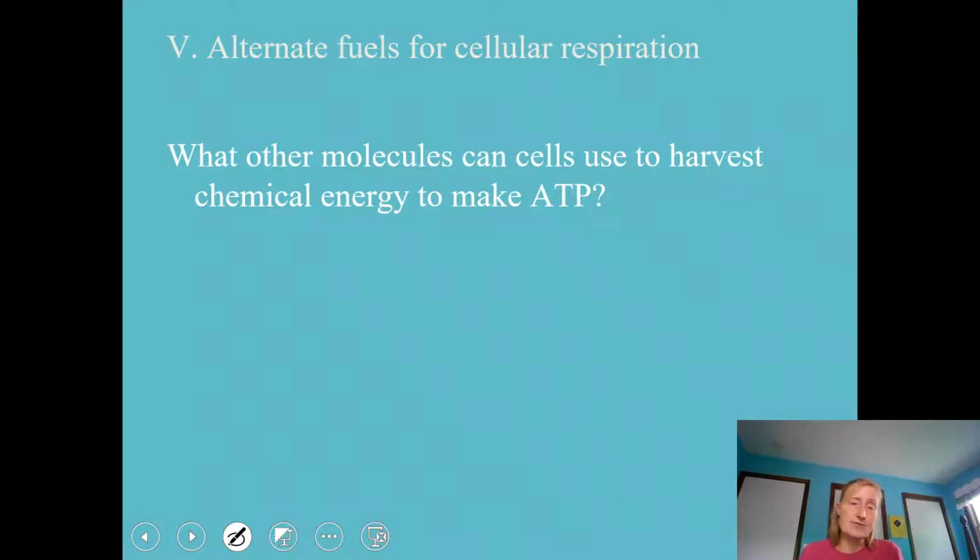Alternate fuels for cellular respiration. Can cells use different kinds of molecules to make ATP? And so far, all we've talked about is glucose. Glucose is the initial substrate that cells use to make ATP by aerobic cellular respiration. Can they use anything else? Can we use more complex carbohydrates, like grains and starches? Can we use fats? Can we use proteins?